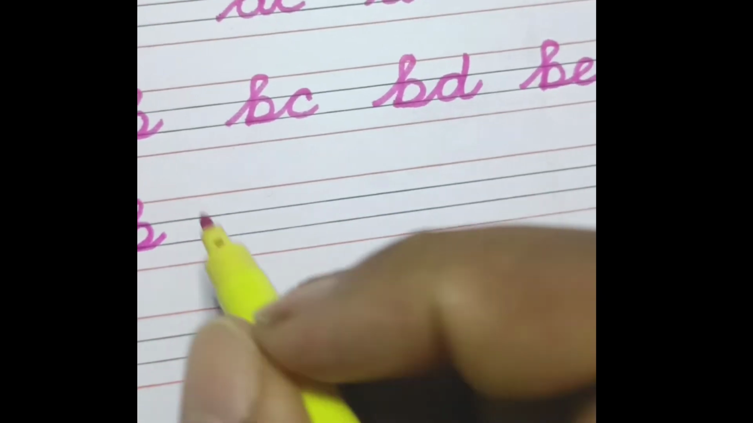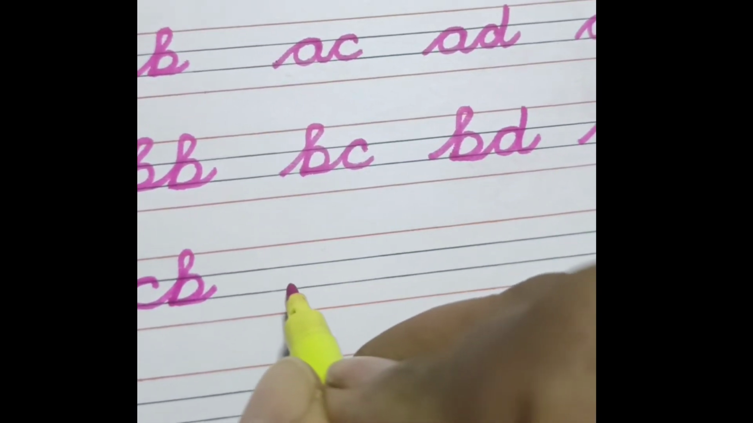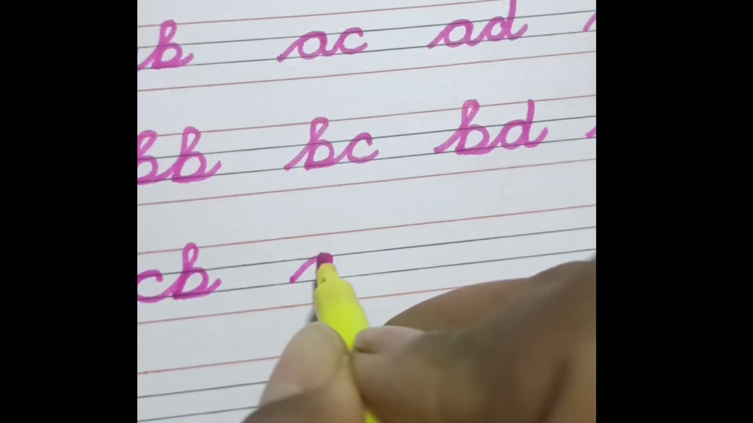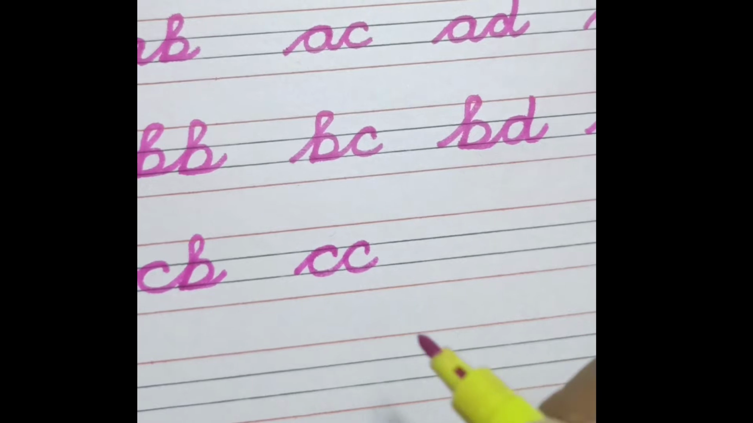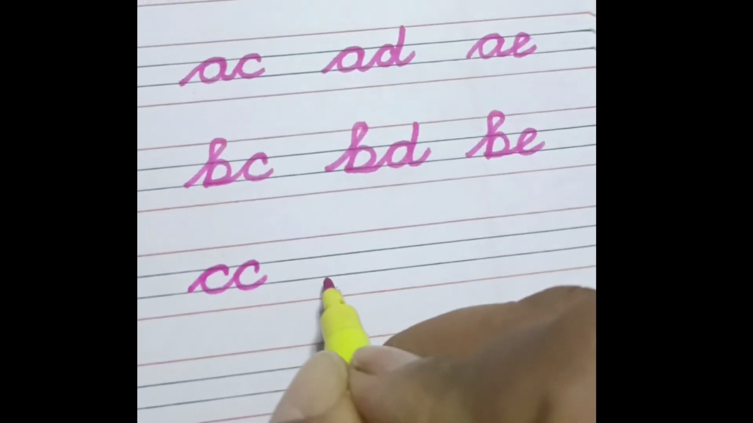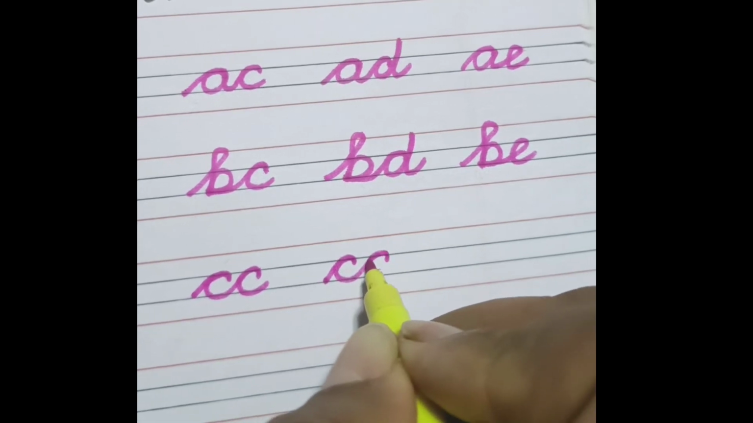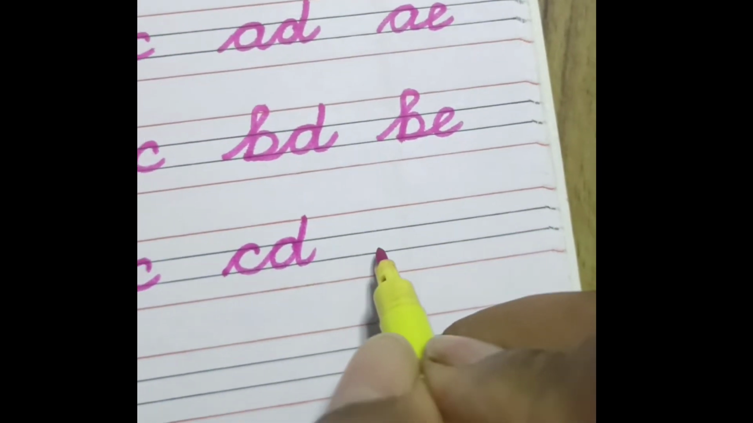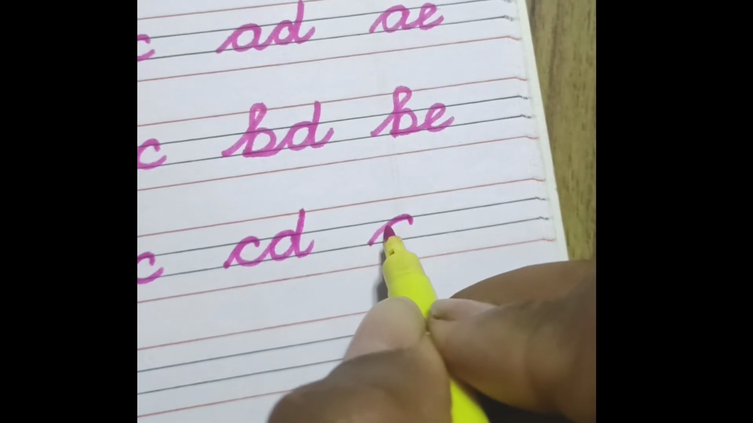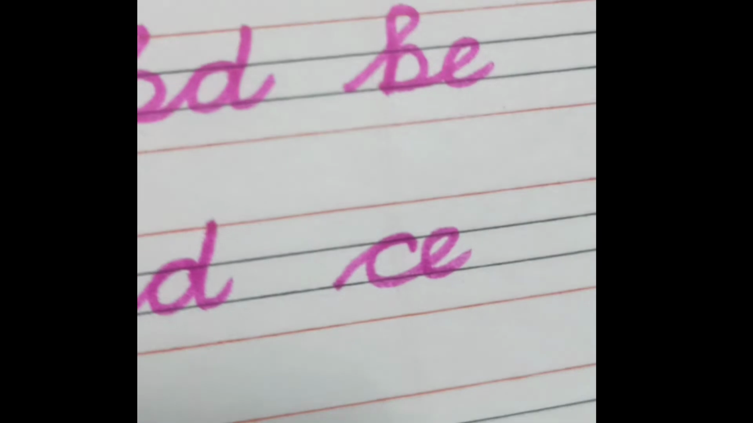In cursive writing, don't leave your hand. Write continuously. C and another C. C and D. C and E like this.